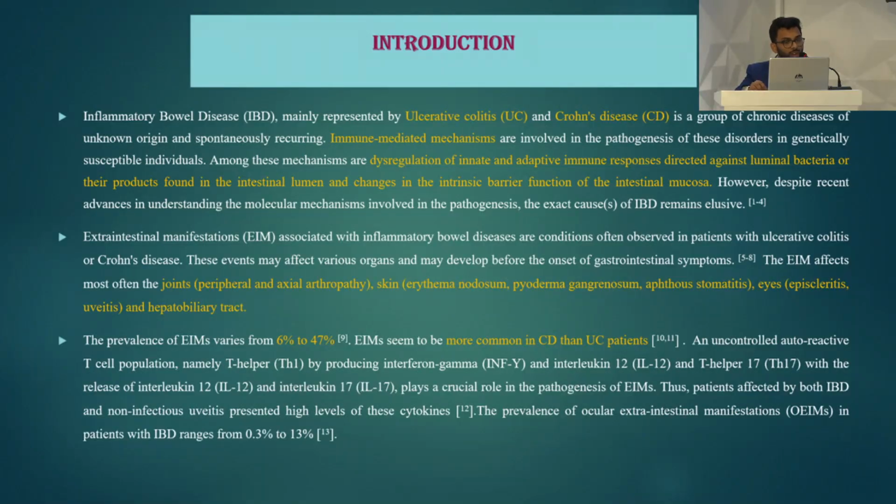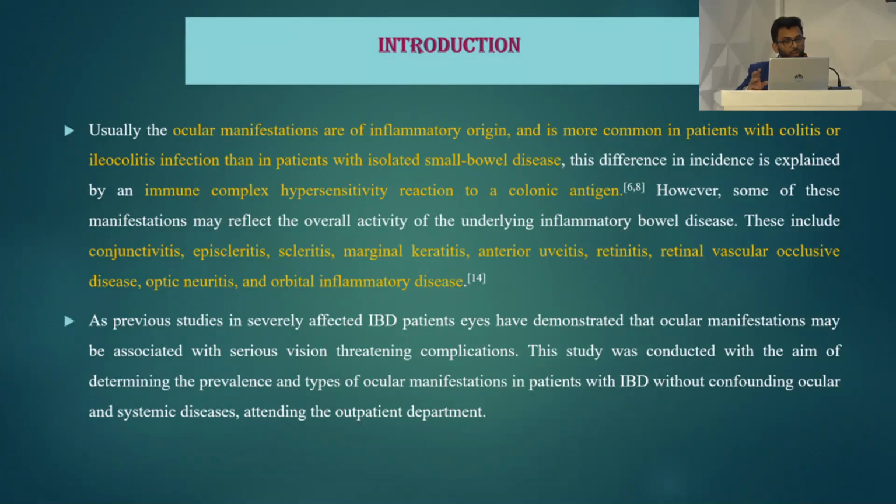The prevalence of the extraintestinal manifestations varies from 6 to 47%, which is seen more commonly in Crohn's disease than ulcerative colitis. And ocular extraintestinal manifestations are found in IBD, ranging from 0.3 to 13%. In ocular extraintestinal manifestations, there are different findings like conjunctivitis, episcleritis, scleritis, marginal keratitis, anterior uveitis, retinitis, retinal vascular occlusive disease, optic neuritis, or orbital inflammatory disease.